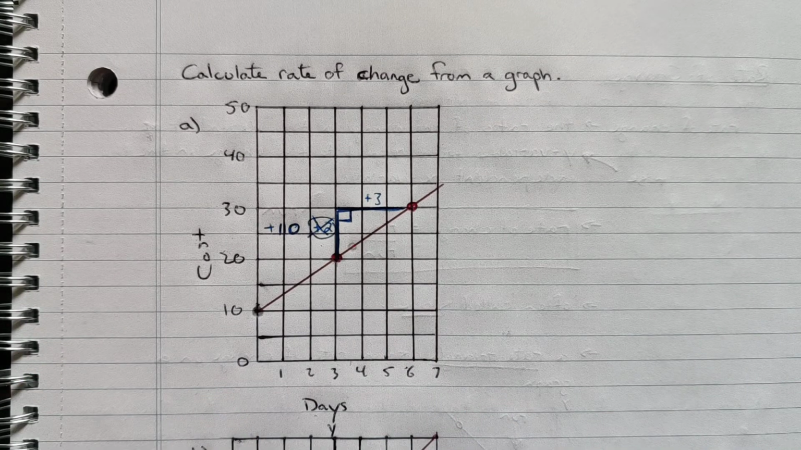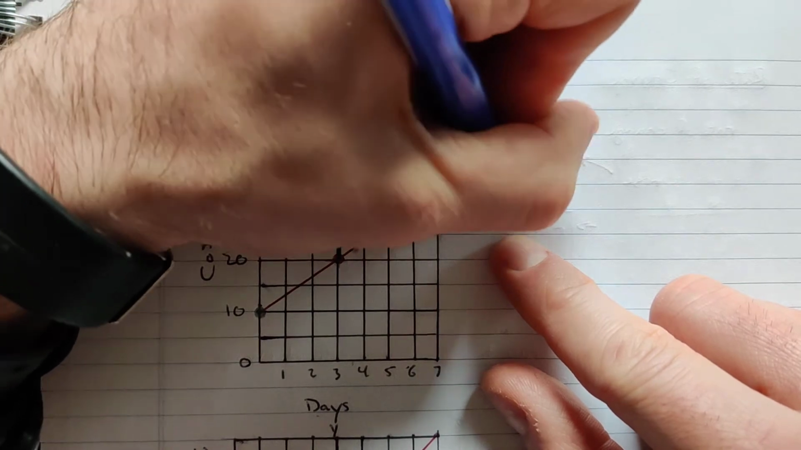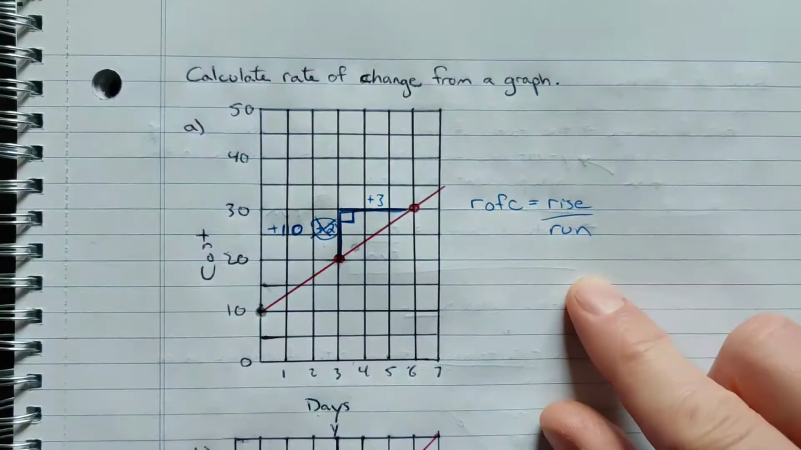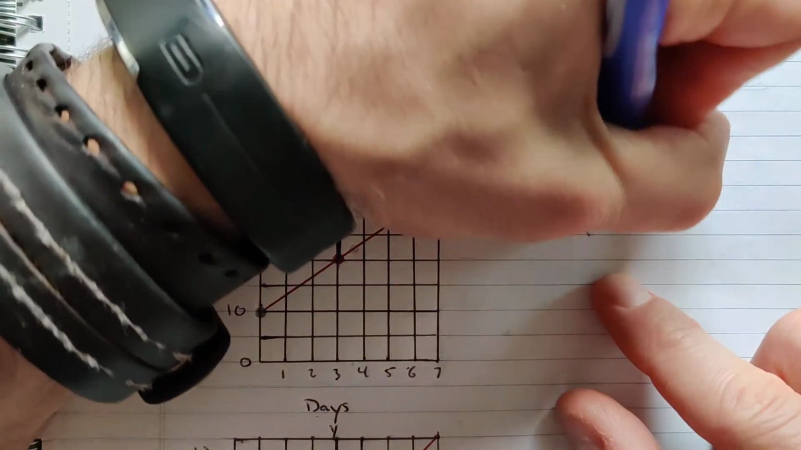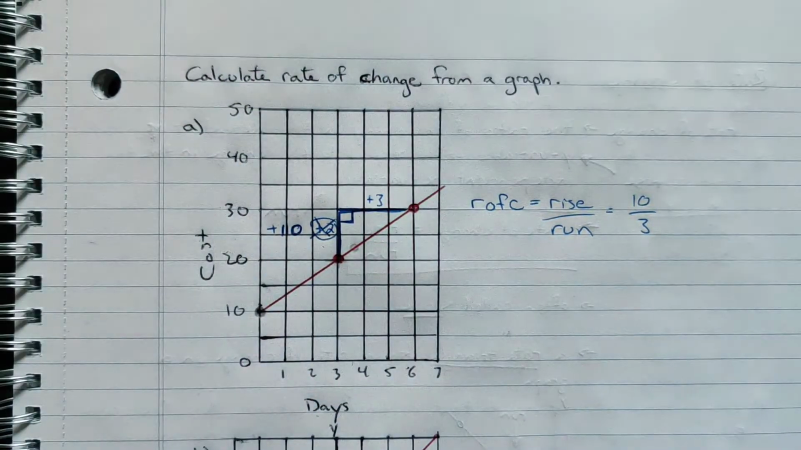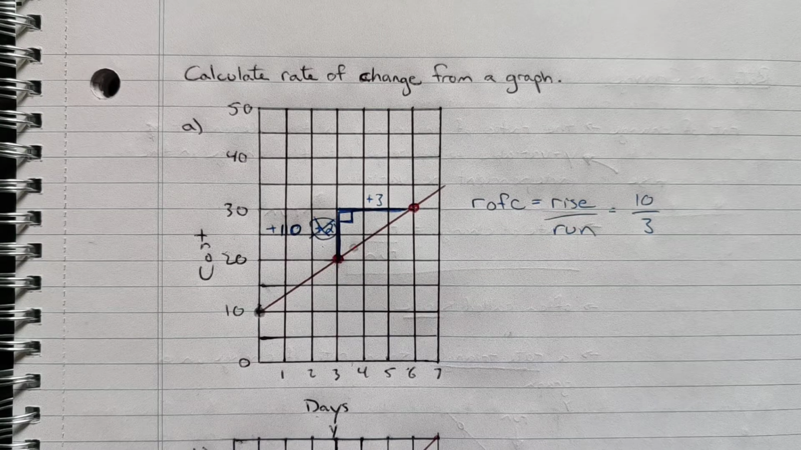So now I have my rise and my run. And again, the rate of change is equal to the rise over the run. My rise is 10 and my run is 3. They're both positive. So 10 over 3. I don't convert this to a mixed number. As an improper fraction, this would be 3 1/3.